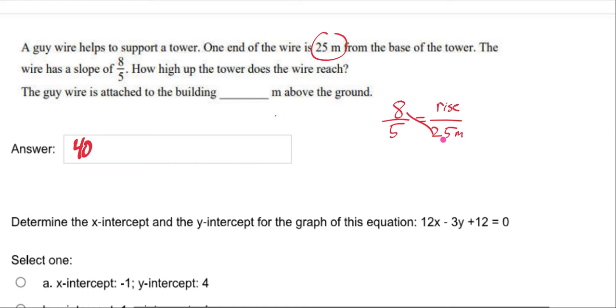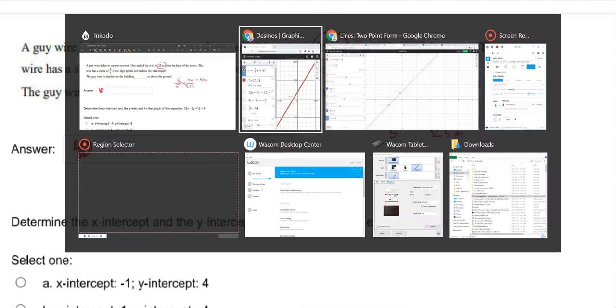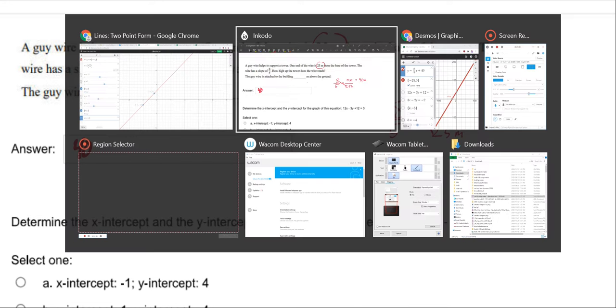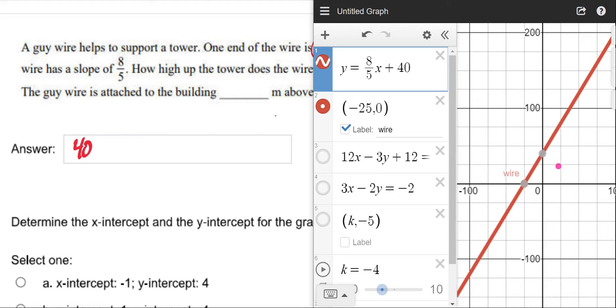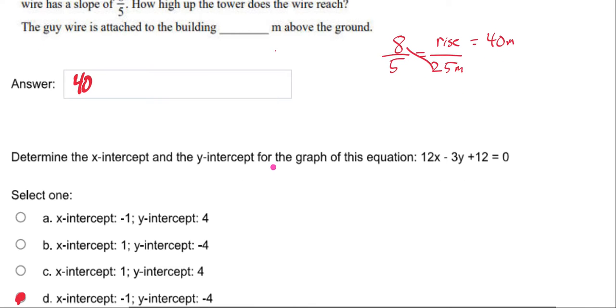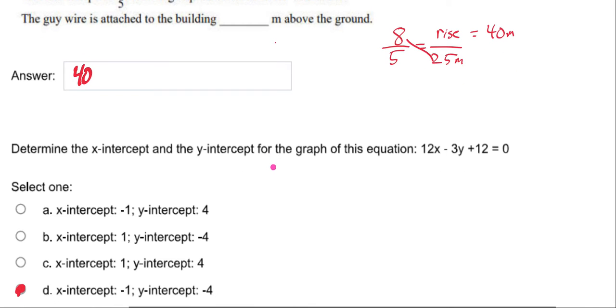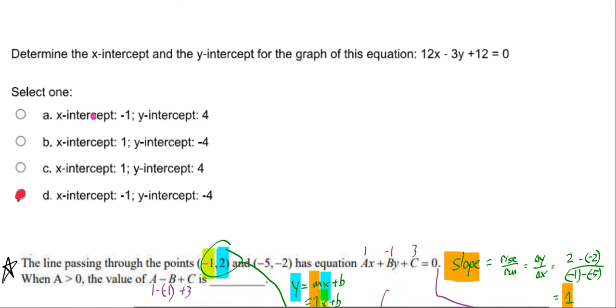We solve it with cross multiplication. 25 times 8 is 200, divided by 5 is 40. So the rise should be 40 meters, which we can see. I'll just pull that graph back up for a moment here. We can see that the y-intercept is at 40. Next question here. And remember, for a numerical response, you don't write in 40 meters, you just write in 40.